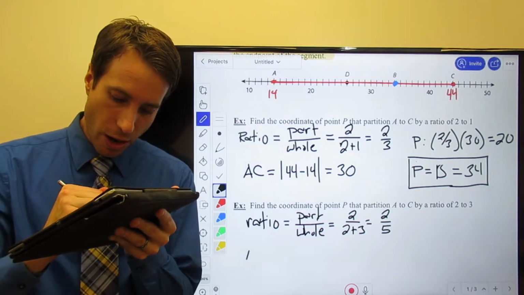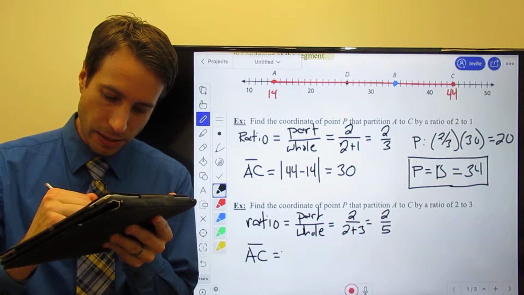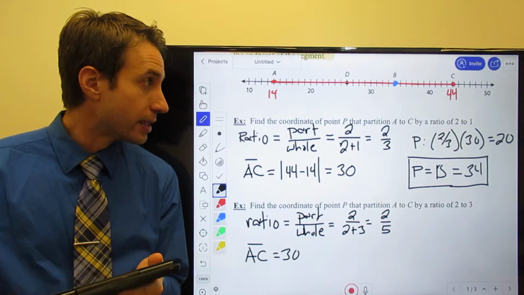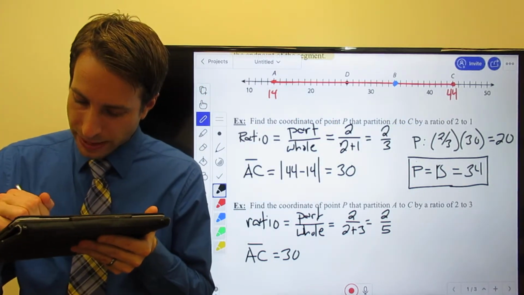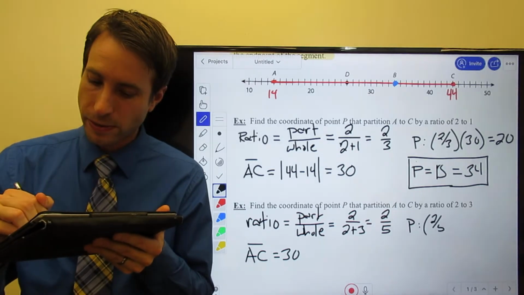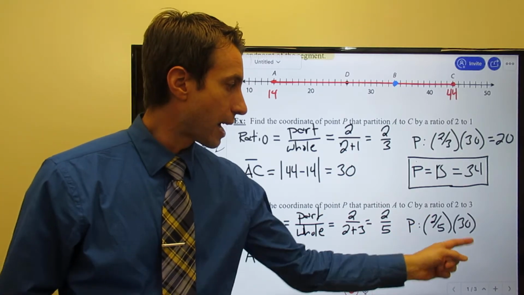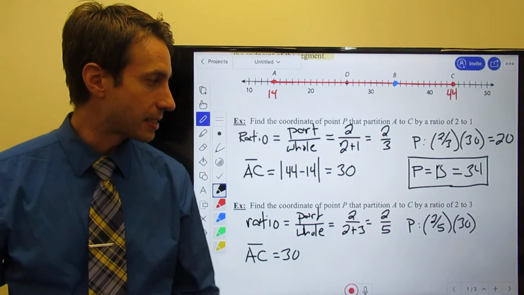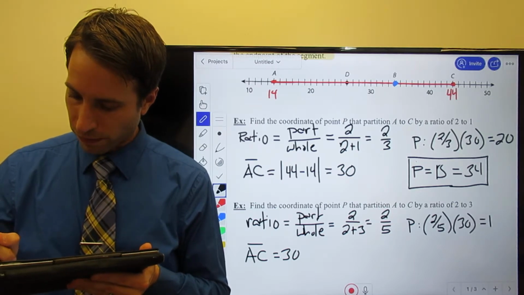Well, we already know AC, right? We calculated it up here. AC is 30. It didn't change. It's still 14 and 44. So here we go. Point P, let's find it. Point P is going to be 2/5 of 30. All right, well, 2 times 30 is still 60. 60 divided by 5, however, is going to be 12.